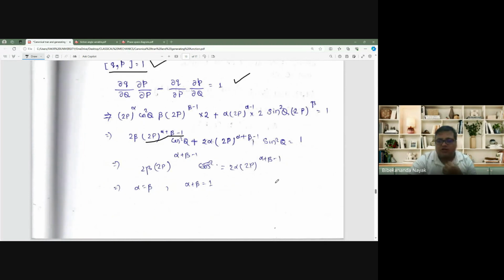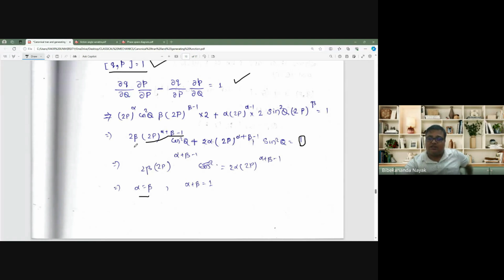If one condition we take, this will be 1. What is the condition? The right hand side is 1, so the left hand side must be 1. For simplification, if alpha is equal to beta, then we can take it common and sin square plus cos square becomes 1, because there is no trigonometric term in the right hand side. So the left hand side trigonometric term must be removed. How can it be removed? If you take alpha is equal to beta.